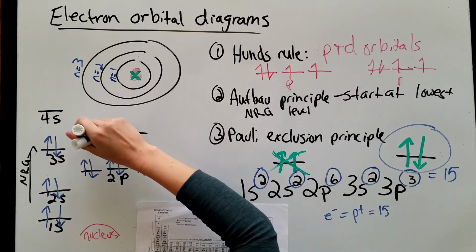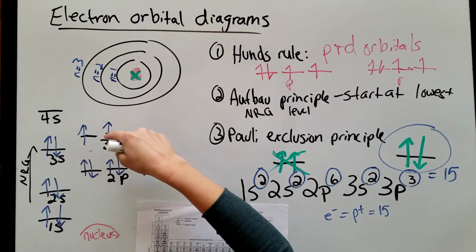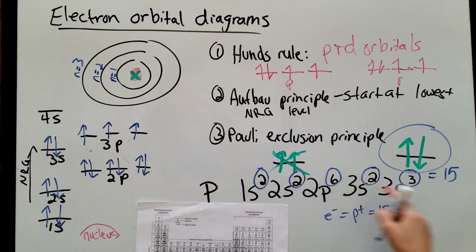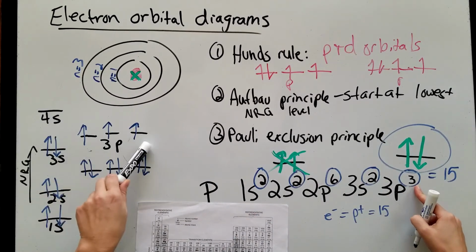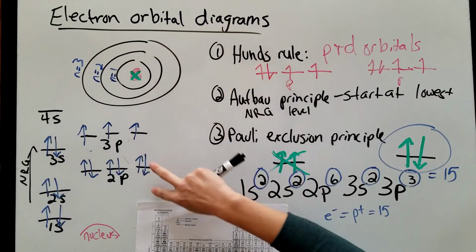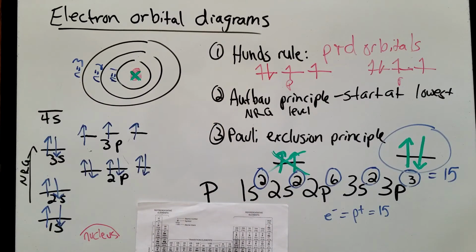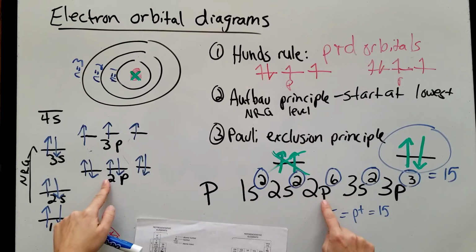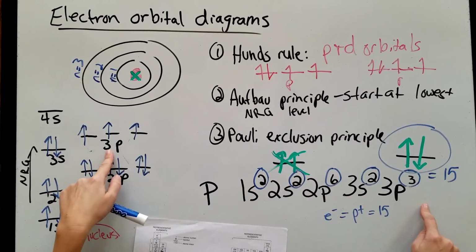What I want to do instead is put 1 electron in each orbital. And since 3 is the only amount I need, I don't have to pair any up. So this would be the correct electron orbital diagram of phosphorus. You can even check and see that it matches up with that as well.